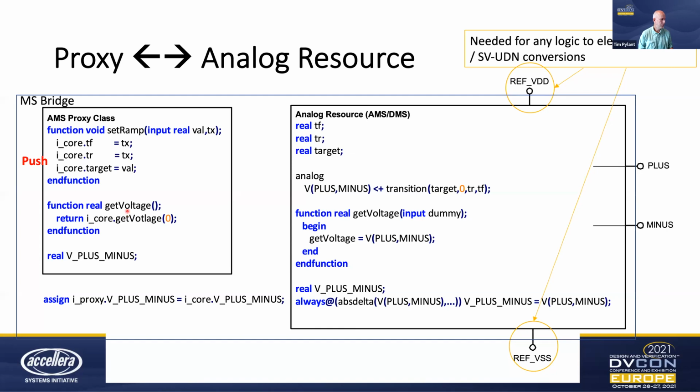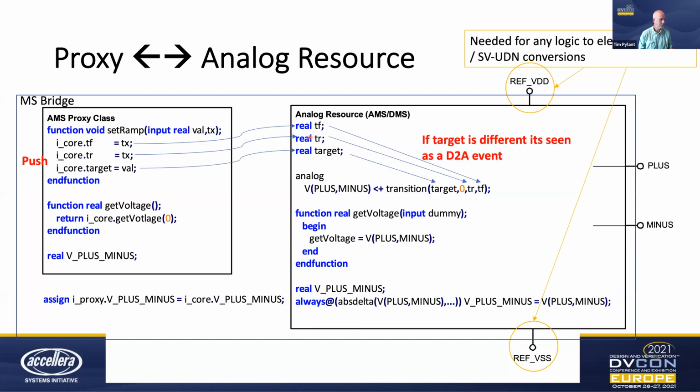So this is a push, and then of course, those get pushed over into the analog resource. And then those values will get set within our analog block here. So this is obviously a UVM-AMS analog resource, so it will be used to generate voltage or potential on the plus and minus signals.